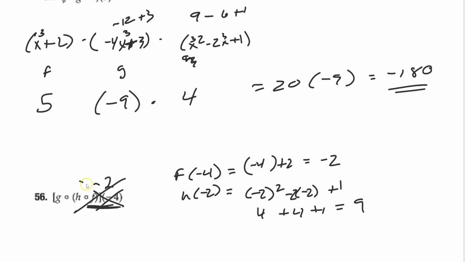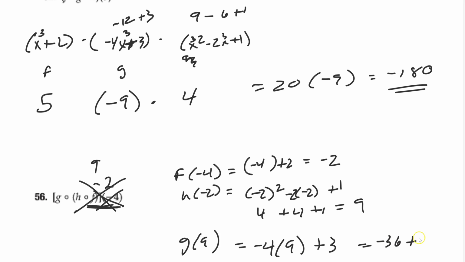So all of this is done. Now it's just 9, g of 9. g of 9, and g is this equation. So negative 4 times 9 plus 3, negative 36 plus 3, negative 33 is my answer. All this is just negative 33. That's the lesson.